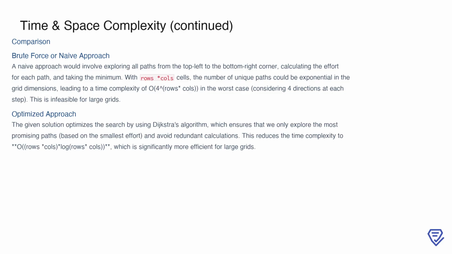On the other hand, our optimized solution uses Dijkstra's algorithm to explore only the most promising paths based on the smallest effort. By avoiding redundant calculations and focusing on priority-based exploration, we reduce the time complexity to O(rows * cols * log(rows * cols)), making this approach significantly more efficient and scalable for larger grids.